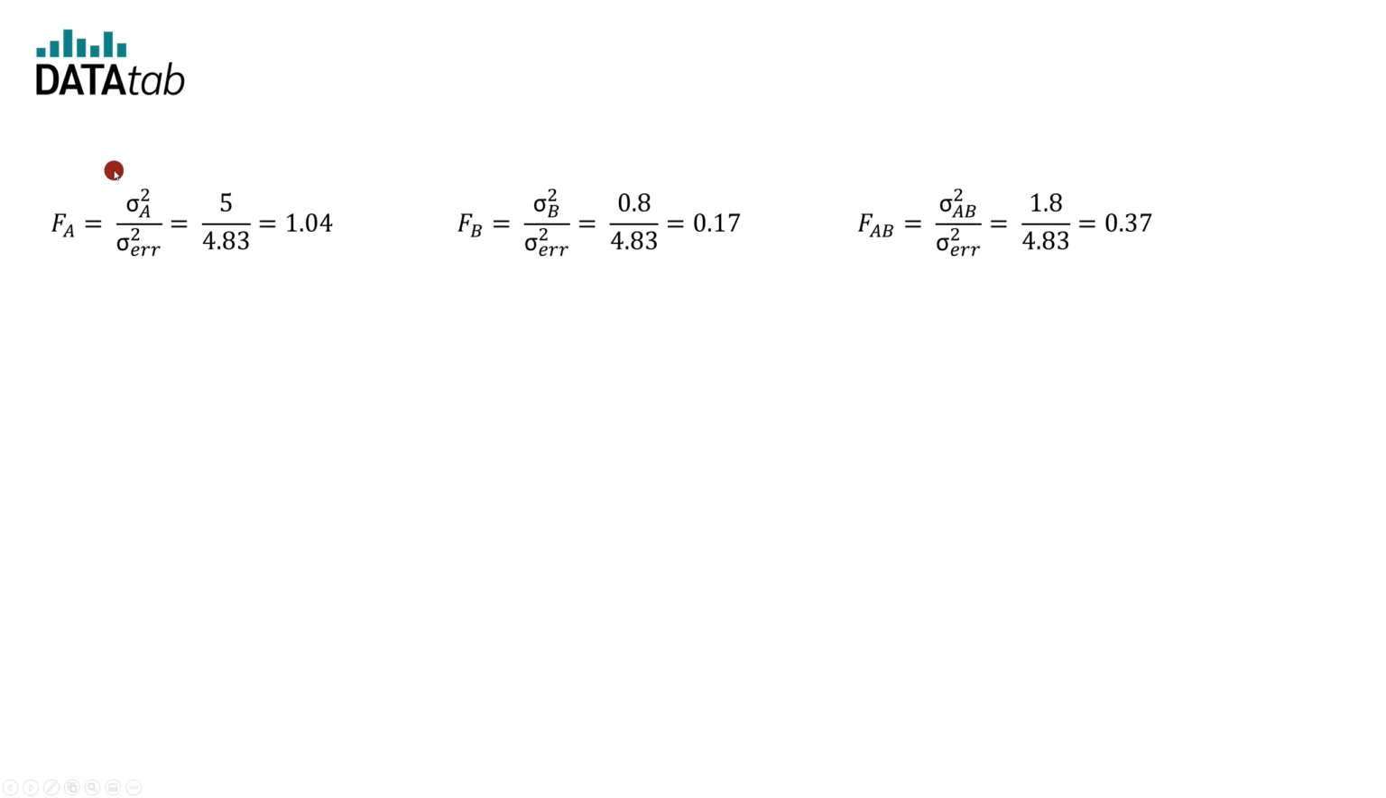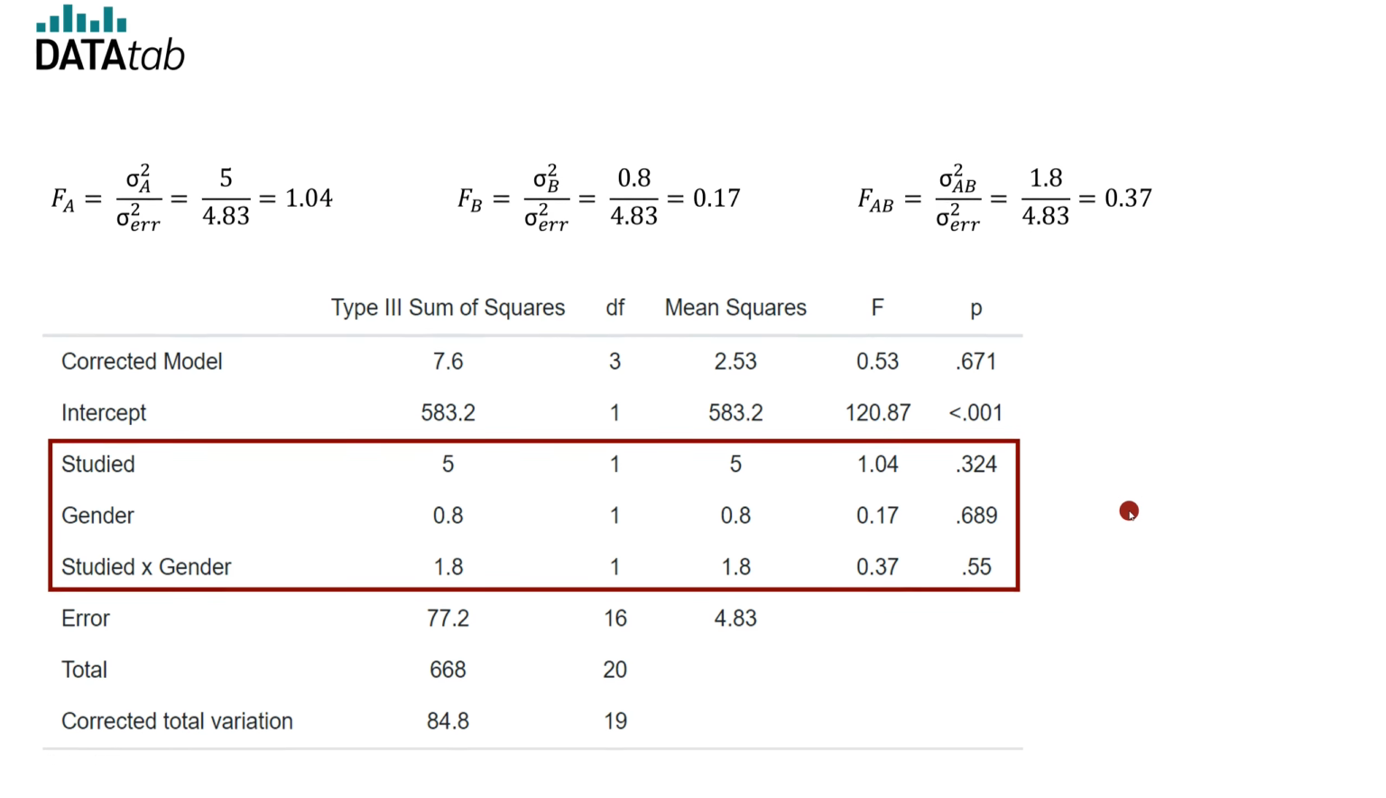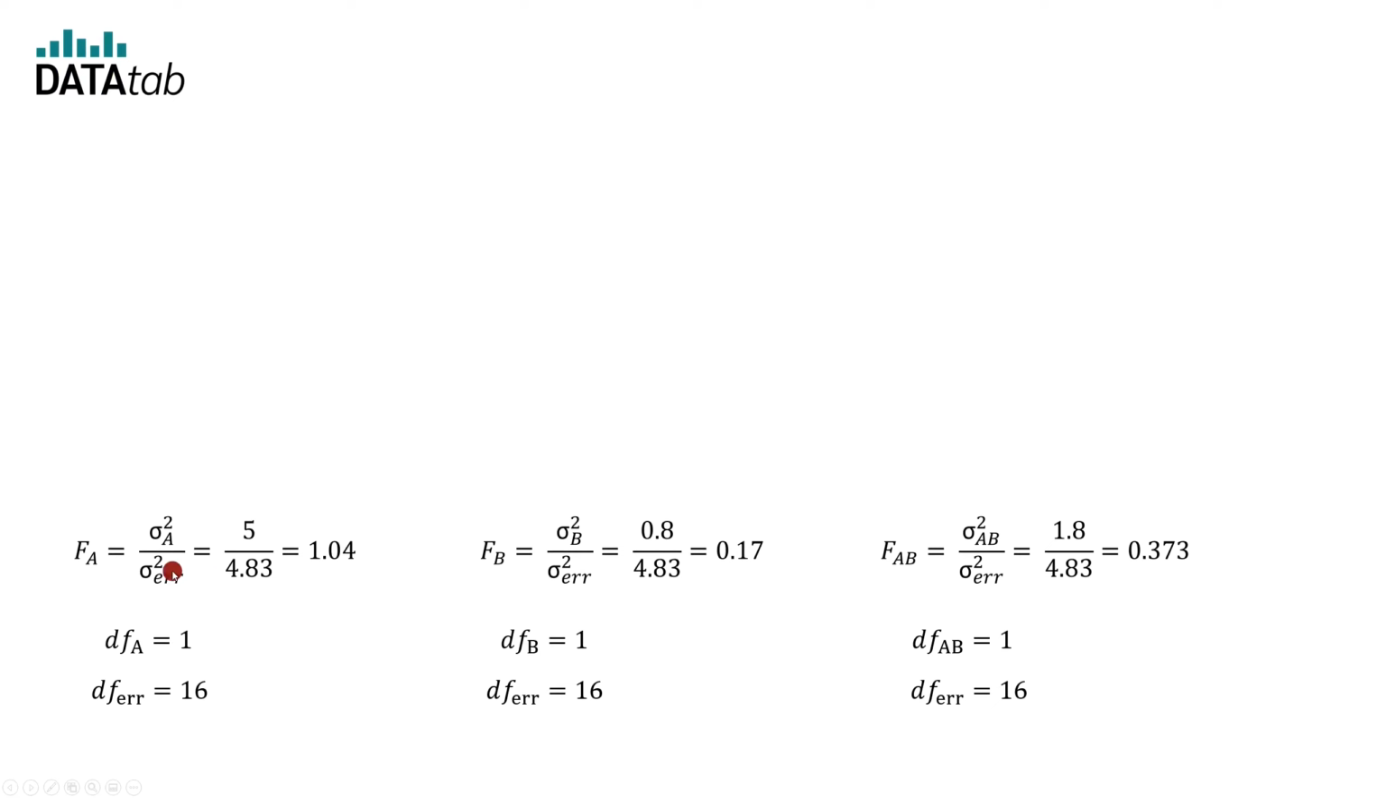And now we can calculate the F values. These are obtained by dividing the variance of factor A, B, or the interaction by the error variance. So we get the F value for factor A by dividing the variance of A by the error variance, which equals 1.04. We can now do exactly the same for F_B and F_AB. To verify, we get exactly the same values with DATAtab: 1.04, 0.17 and 0.37.